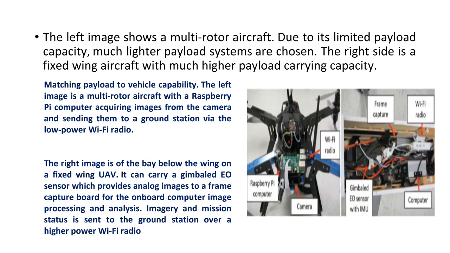The left image is a multirotor aircraft with a Raspberry Pi computer acquiring images from the camera and sending them to a ground station via the low-power Wi-Fi radio. The right image is of the bay below the wing on a fixed-wing UAV. It can carry a gimbaled EO sensor, which provides analog images to a frame capture board for the onboard computer image processing and analysis. Imagery and mission status is sent to the ground station over a higher power Wi-Fi radio.